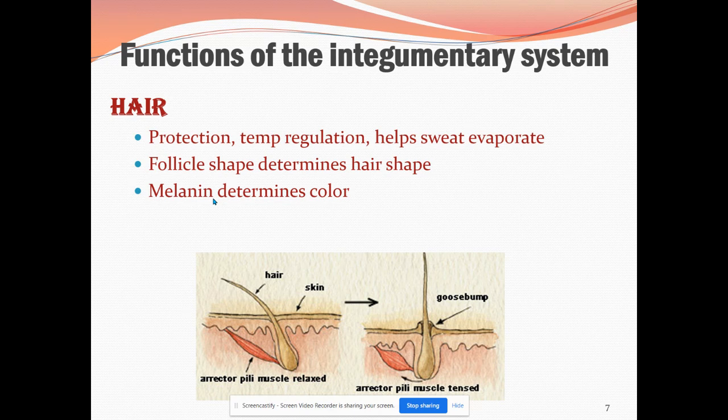You also have melanin in your hair. So melanin was what determined the color of your skin. A different type of melanin also determines the color of your hair. In fact, it's also melanin that determines the color of your iris, your eye color.